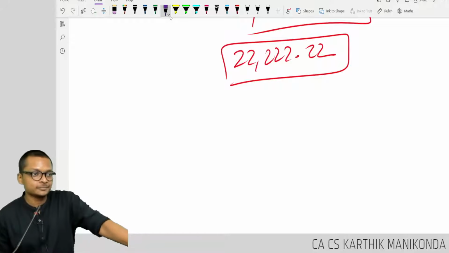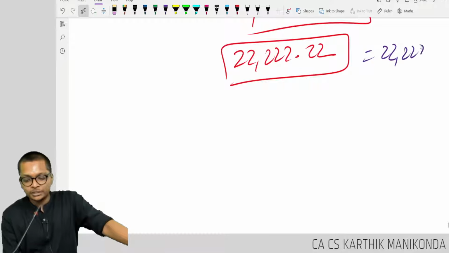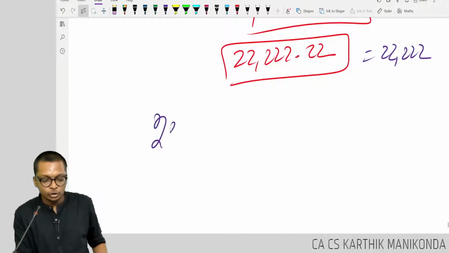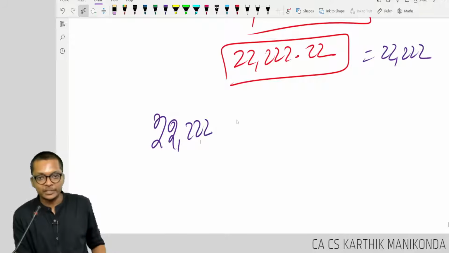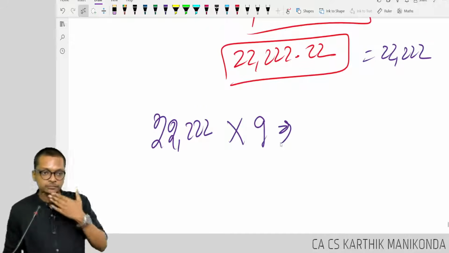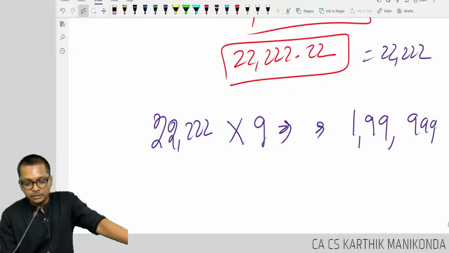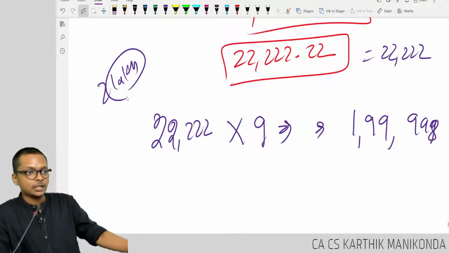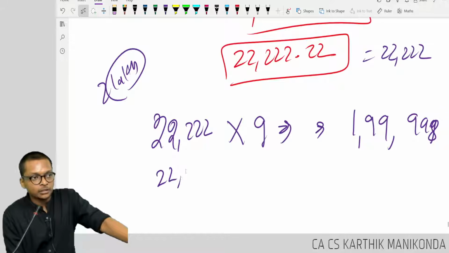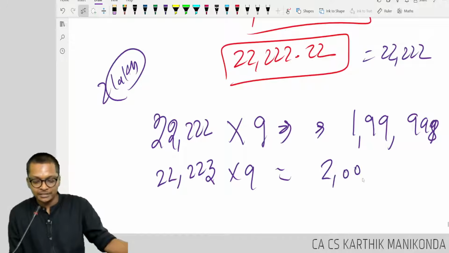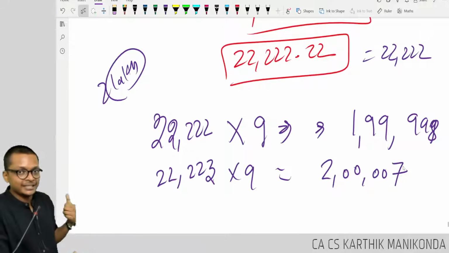Using basic maths, you will do it as 22,222. If I issue 22,222 shares, one share is how much? 9. How much you will get? 1,99,998. How much you need? You need 2 lakhs, but you didn't get 2 lakhs. Are you following? That's why you have to issue how many? 22,223. 3 into 9, how much is coming? 27. So what they are asking, are you understanding?